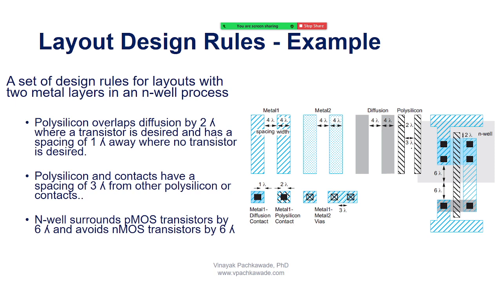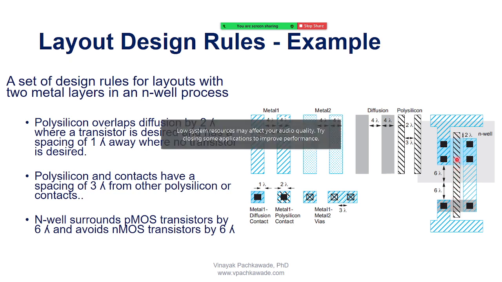So polysilicon overlaps diffusion. Where is the polysilicon overlapping the diffusion? Can anybody tell me that? Here you see, this is the poly gate. This is again the layout of a CMOS inverter, if you can clearly see that.